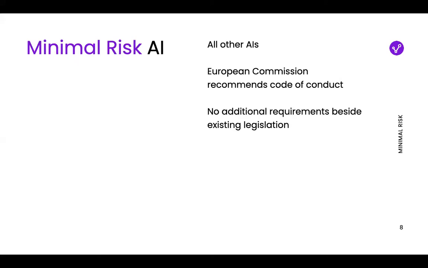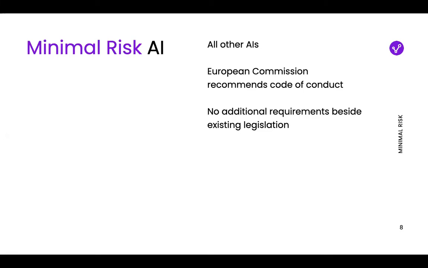Then the third group we're talking about is the group of minimal risk AIs. These are all AIs that do not fall into any of the other categories. Even though we haven't talked about high risk AIs yet, it's still the case that anything that's not considered high risk, not considered limited risk, and not considered unacceptable risk falls into this category.